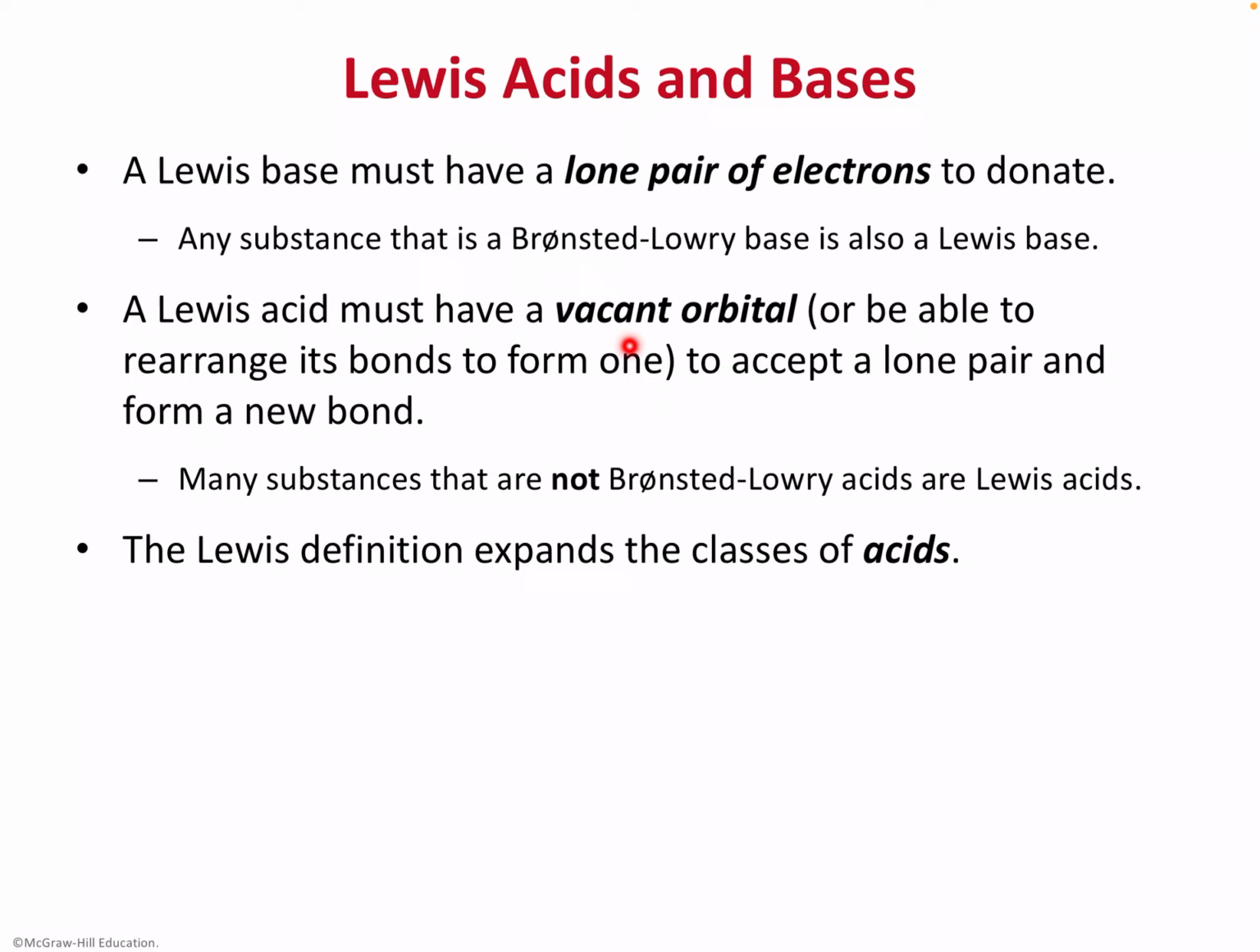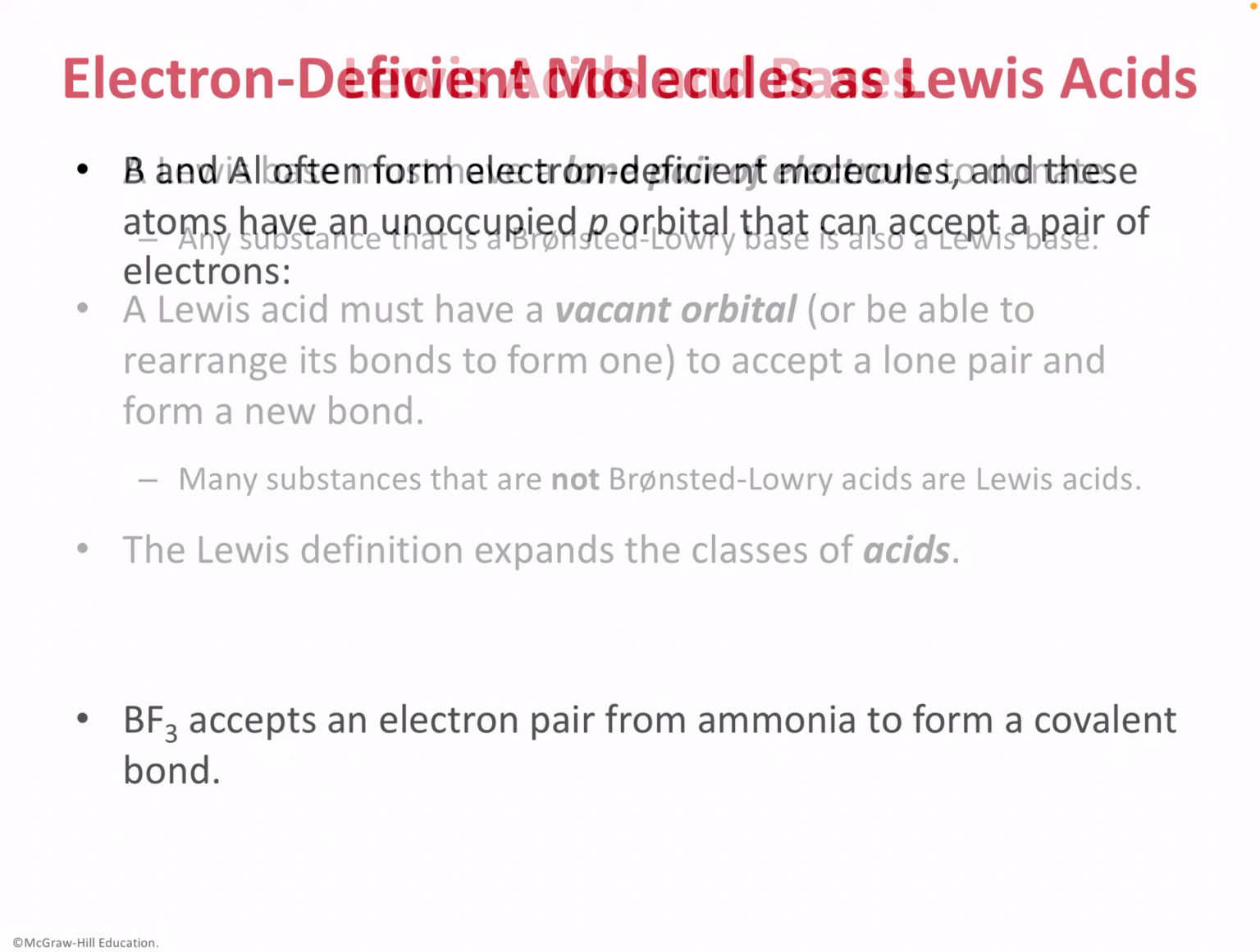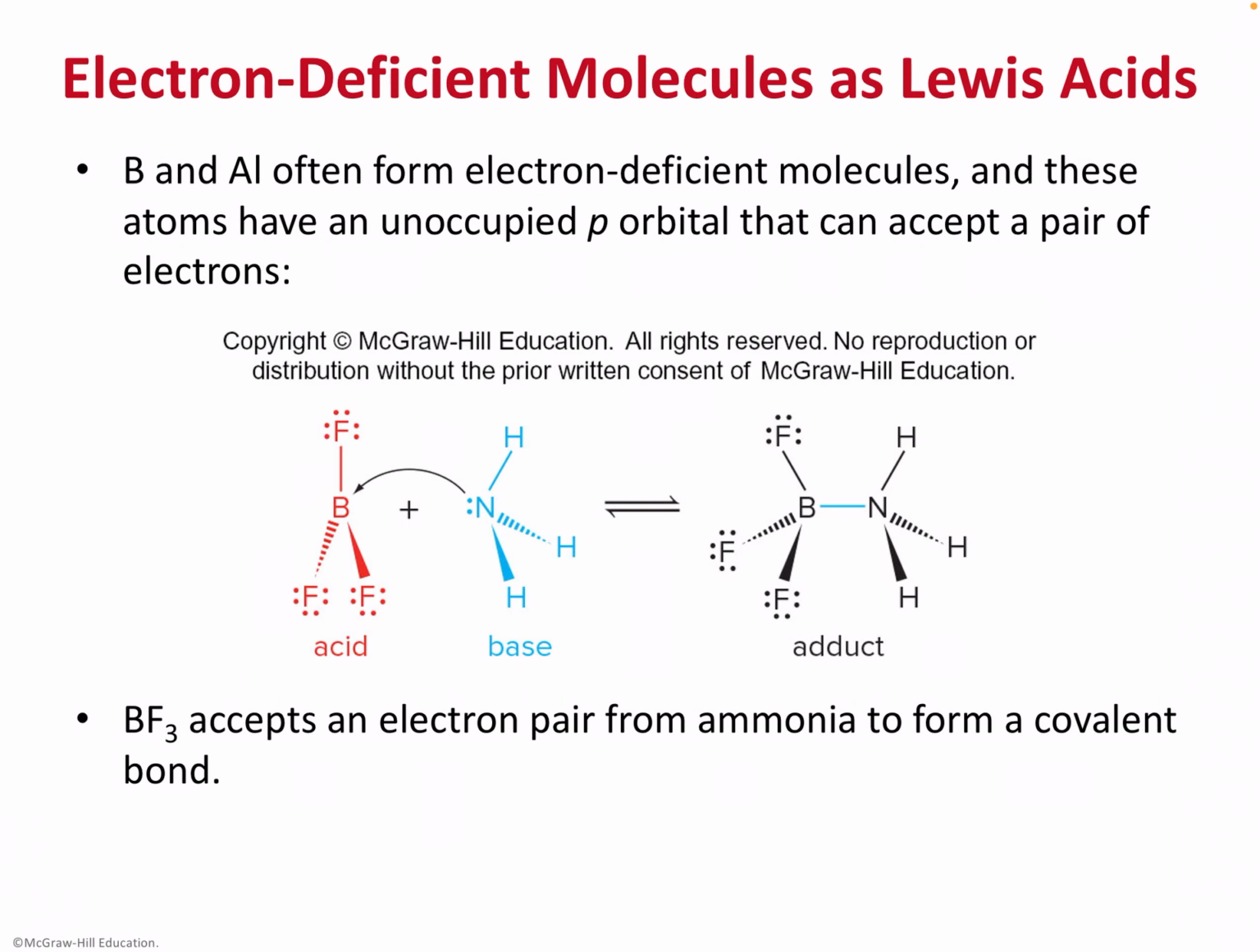A Lewis acid must have a vacant orbital, or be able to rearrange its bonds to form one, to accept a lone pair and form a new bond. Many substances that are not Bronsted-Lowry acids are Lewis acids, so the Lewis definition expands the classes of acids. In this example, you can see that electron deficient molecules can act as Lewis acids. Boron and aluminum often form electron deficient molecules, and these atoms have an unoccupied p orbital that can accept a pair of electrons.